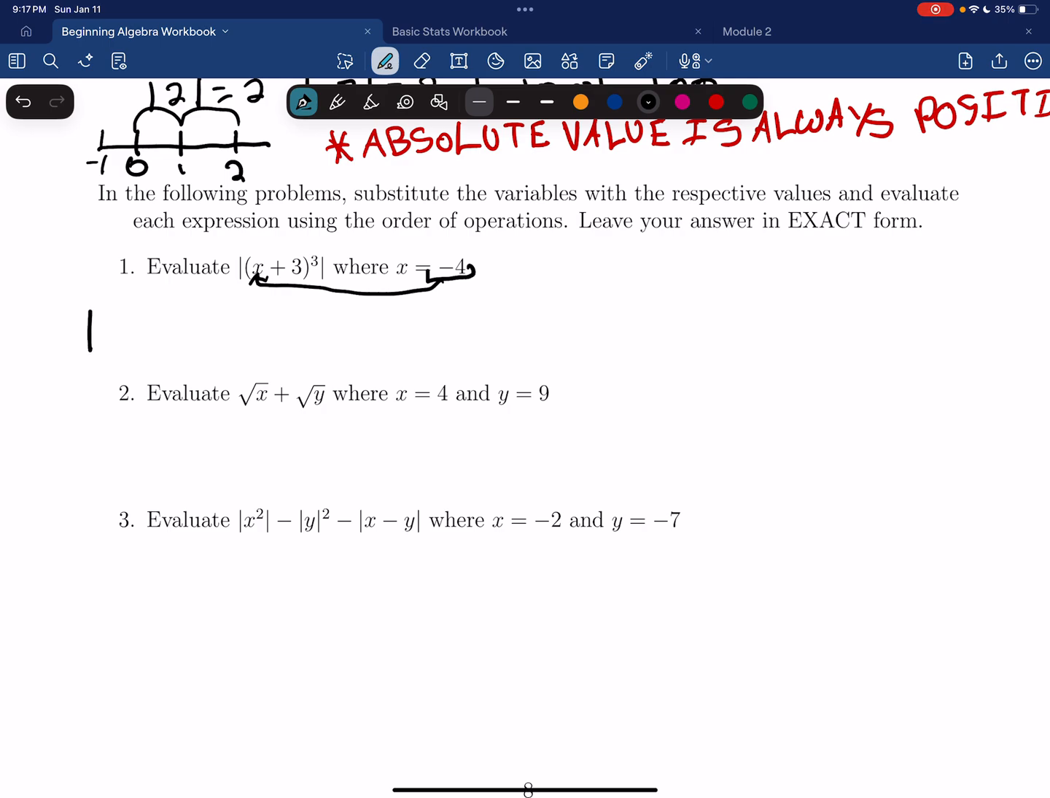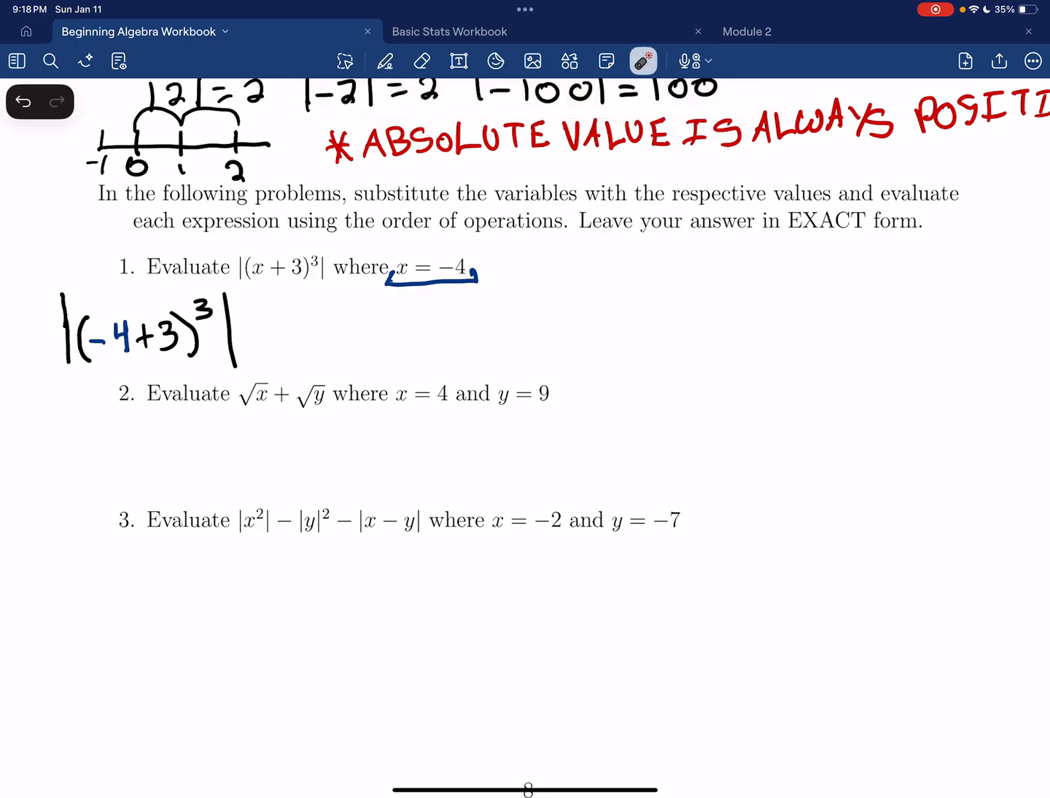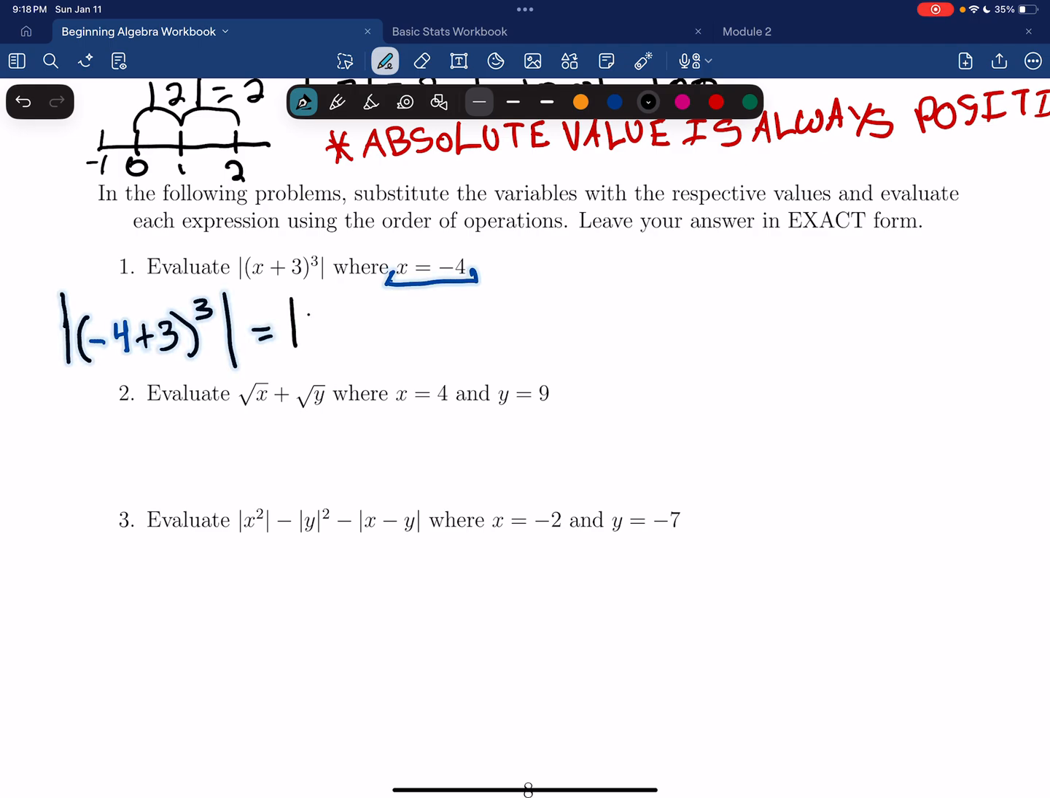Let's assign the color blue for x. What this looks like is the absolute value of x, which is negative 4, plus 3, all cubed, and we close the absolute value bars. Using order of operations, recall we do whatever is in parentheses first. So we first do negative 4 plus 3. Negative 4 plus 3 is just negative 1. So we have the absolute value of negative 1 cubed.